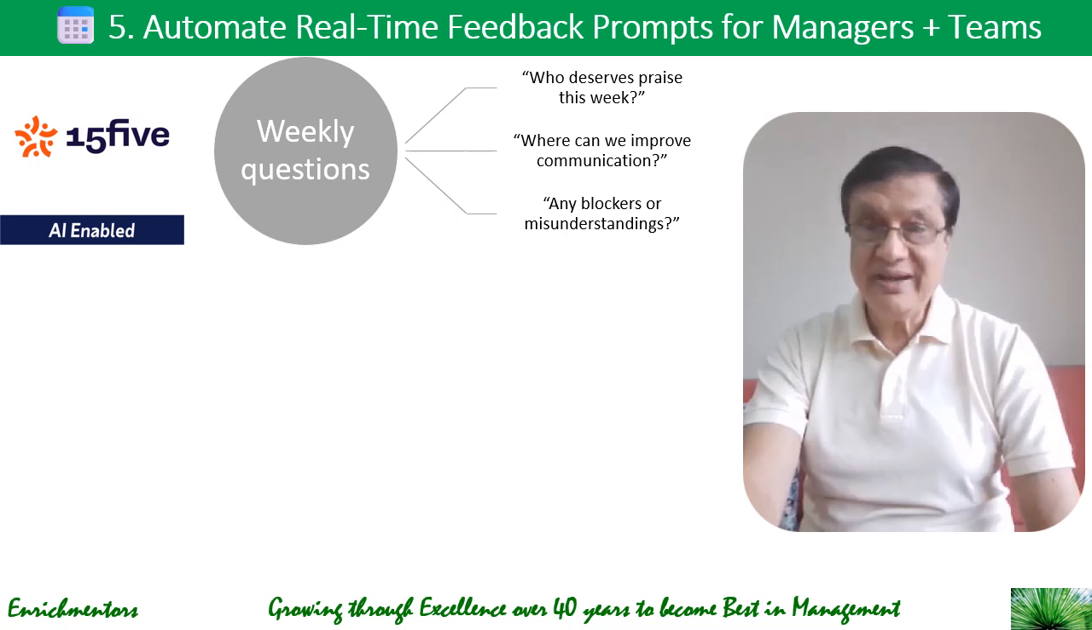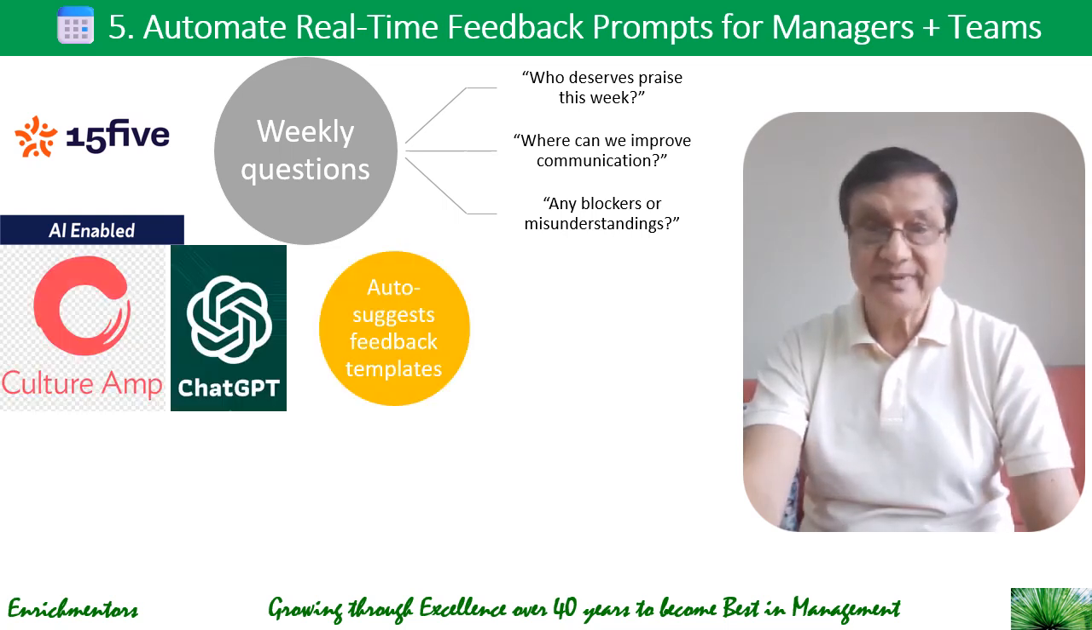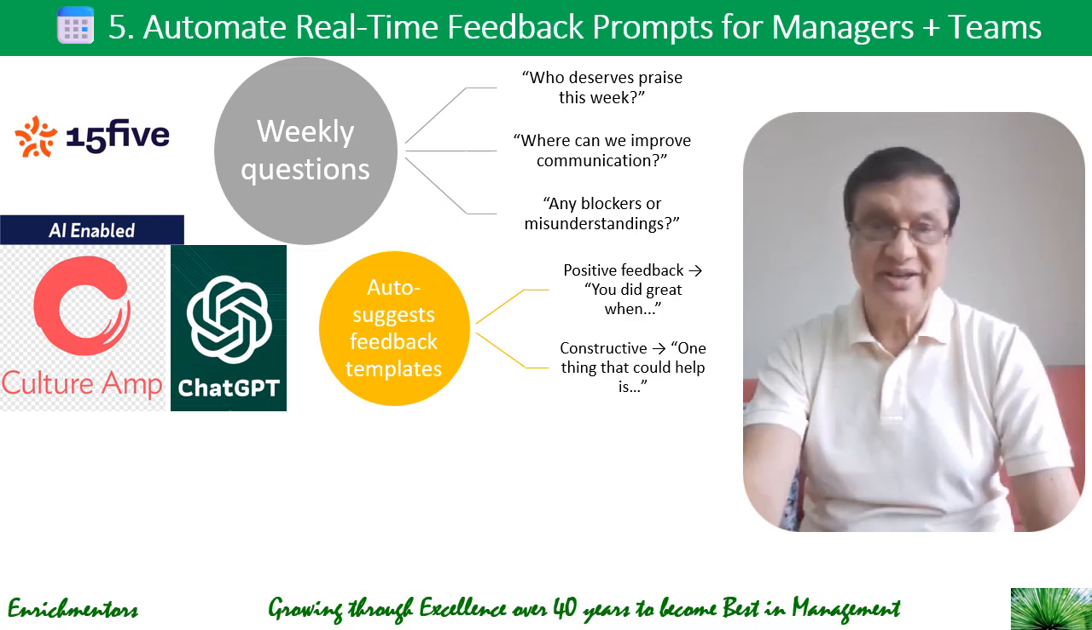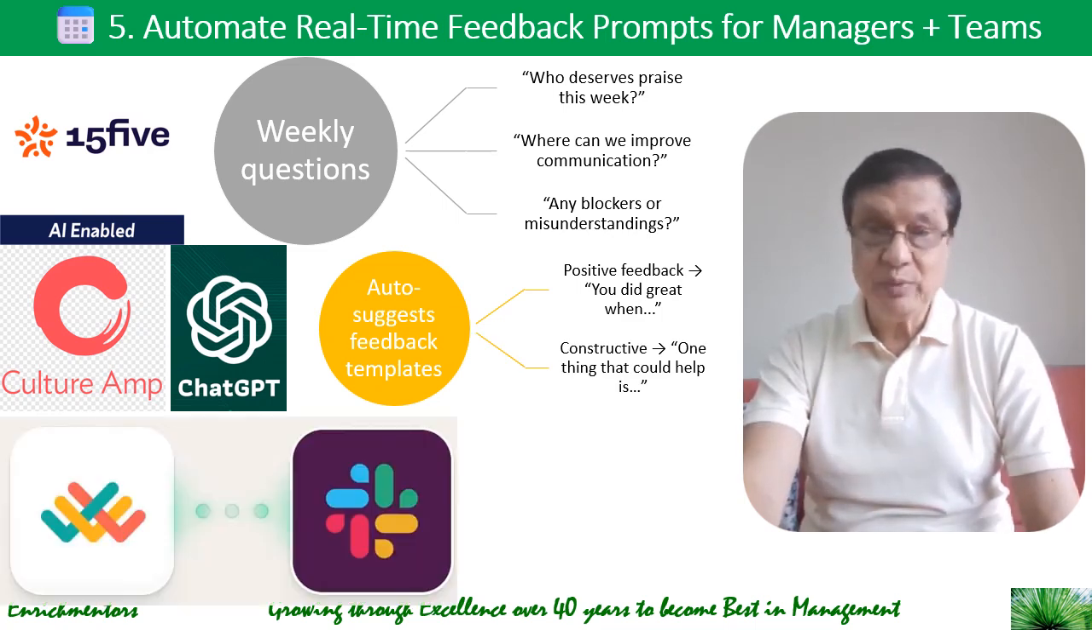Then there is CultureAmp and ChatGPT, which auto-suggests feedback templates, right? Like positive feedback, you did great. Constructive feedback, one thing that could help is, etc., etc. On Lattice and Slack, you can integrate both of them and use them. How can you do that?